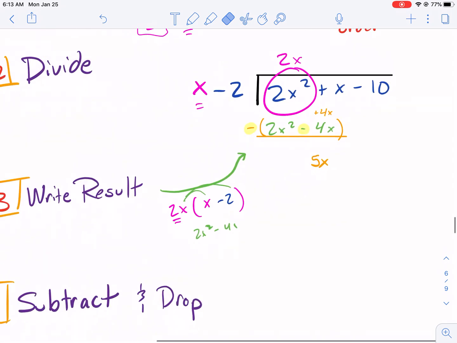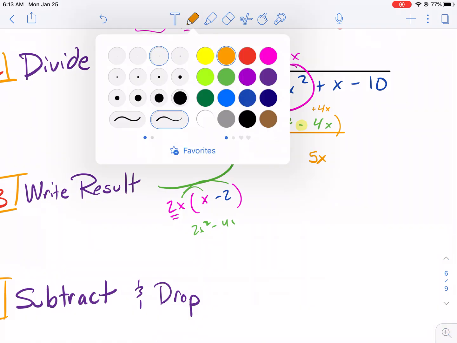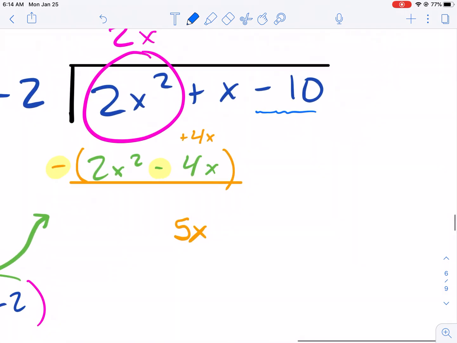Now this is the drop part. Okay, subtract. We're done with subtracting. Now we're going to drop. Drop means we're going to take whatever's to the right of this next term. Okay, so we subtracted this. The next guy we drop is to the right of that. So now we're going to drop this guy down, minus 10.